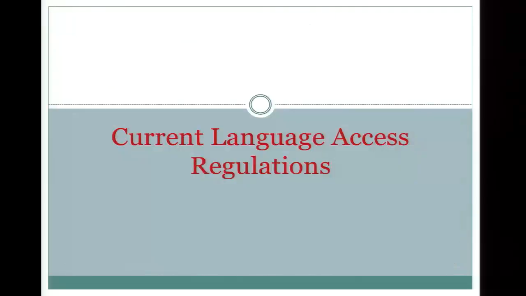So let's start with just a few current language access regulations. It's not a comprehensive review of these, just a couple of federal ones, and then I'm going to ask you to share some, because these actually vary from state to state and depending on what field you work in.